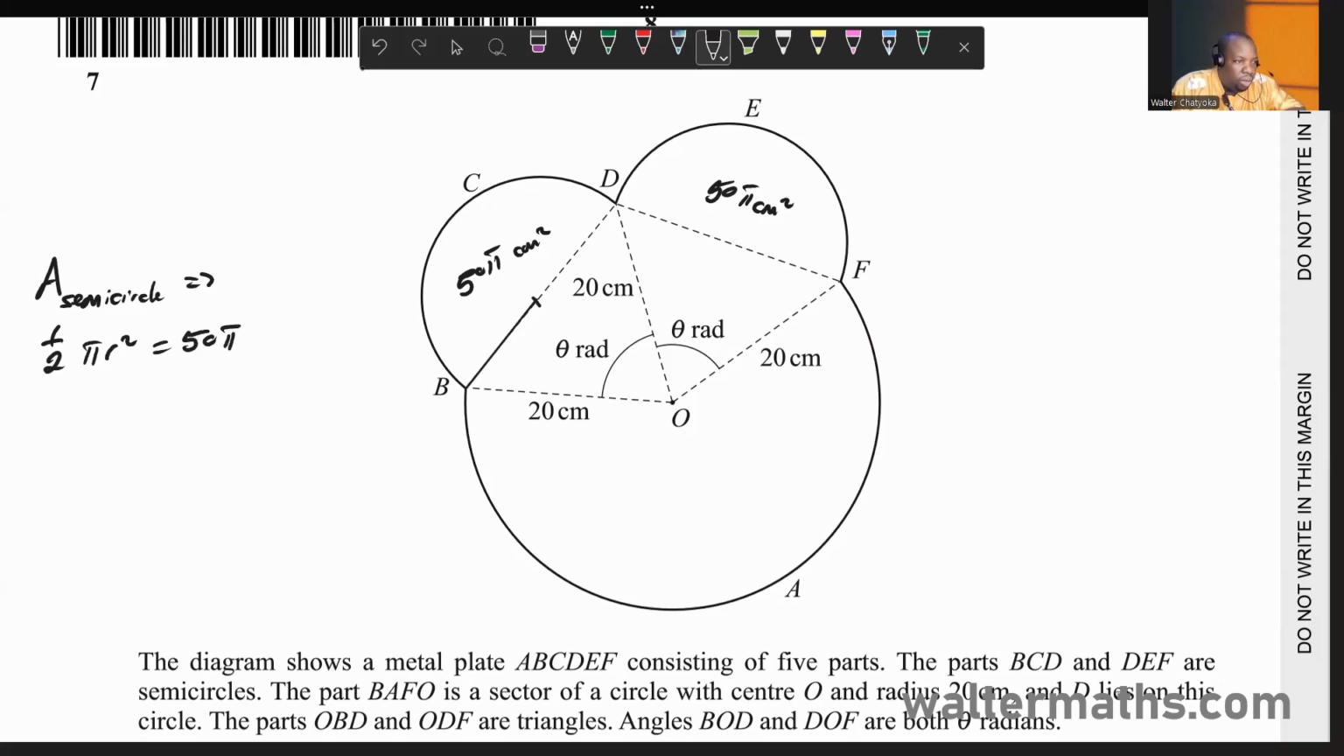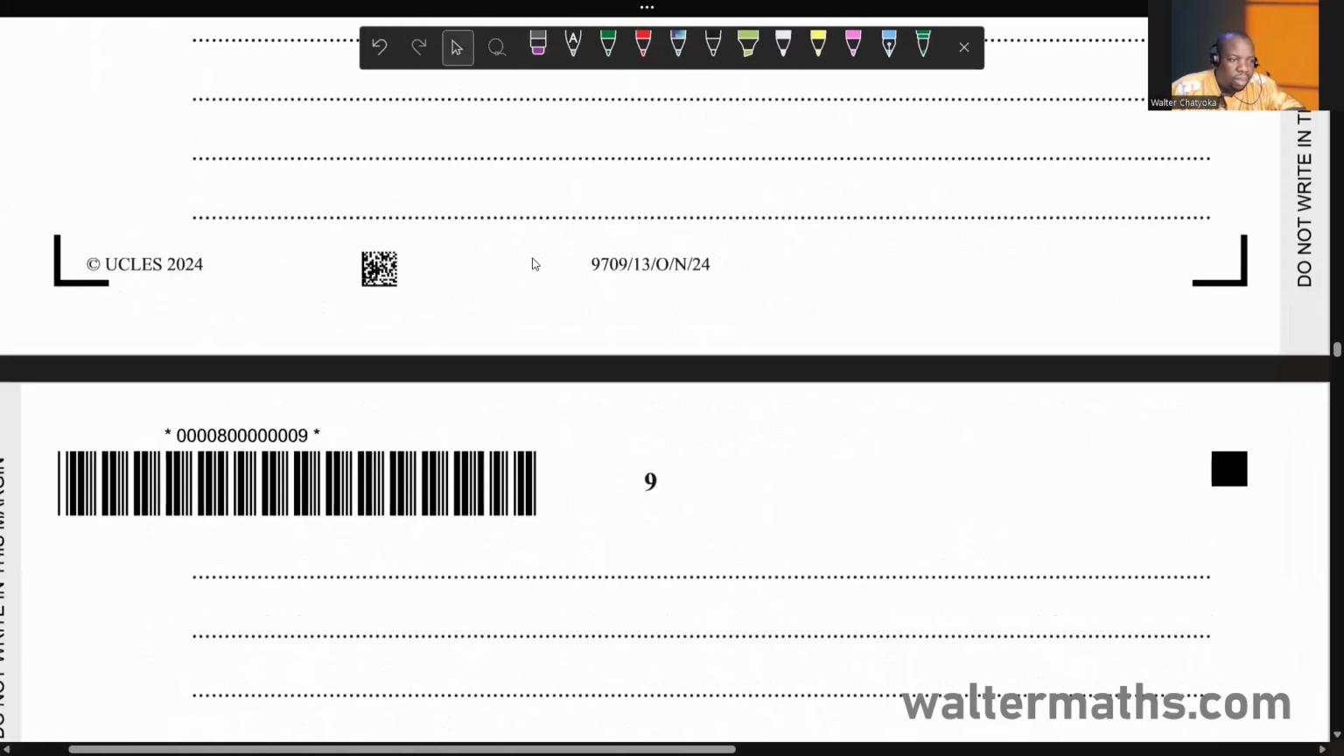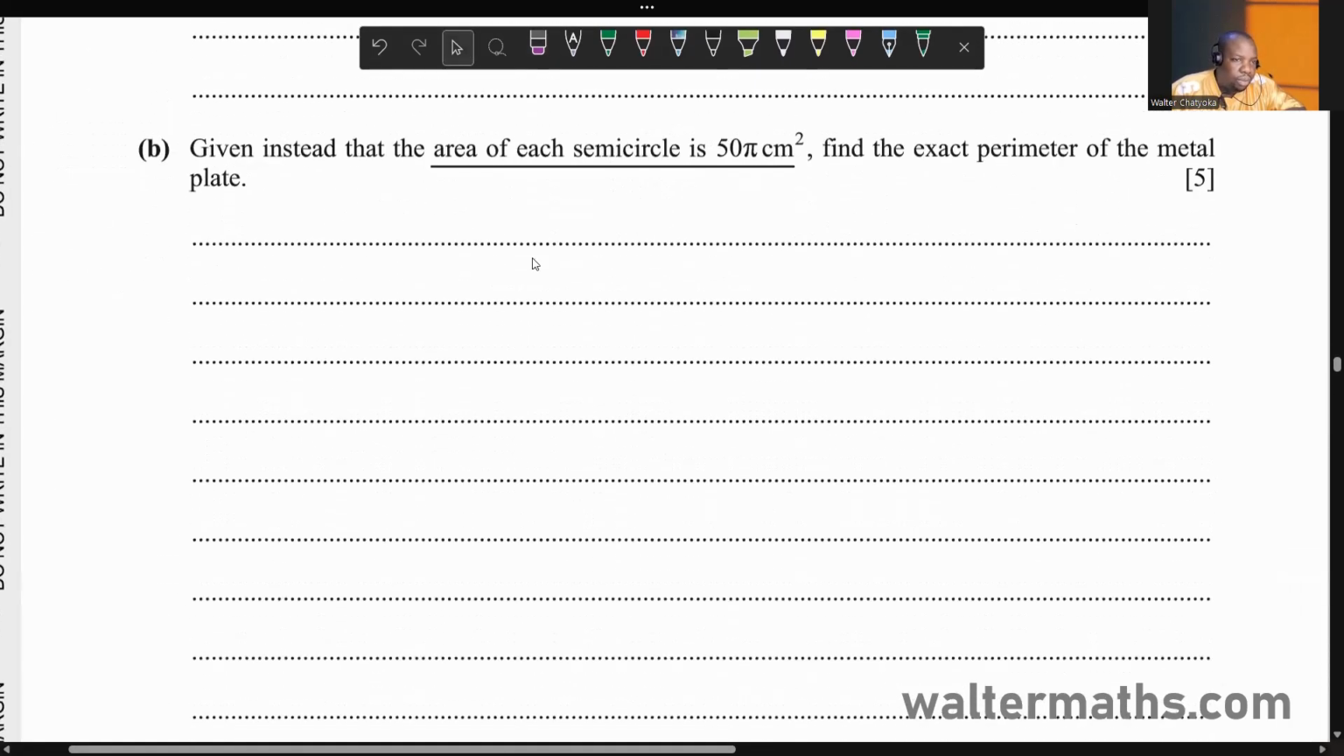So we will get from here r squared to be 100. So r is equal to 10 centimeters, which would mean that this whole diameter BD will actually be 20 centimeters. So we have 20 centimeters for BD. That information is very important because now they want us to find the exact perimeter of the metal plate.